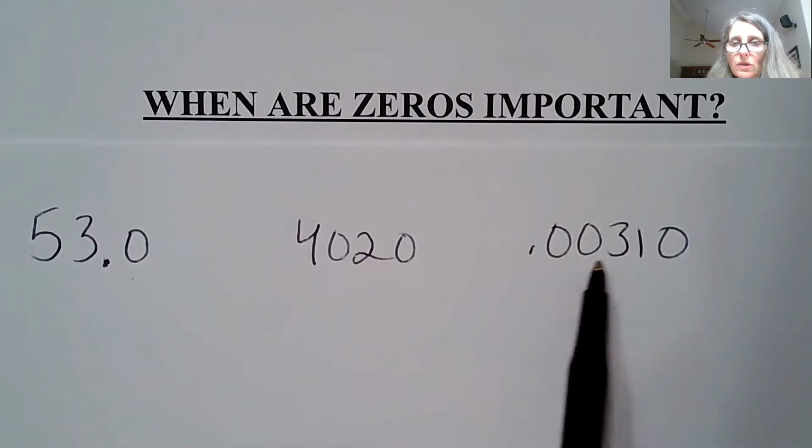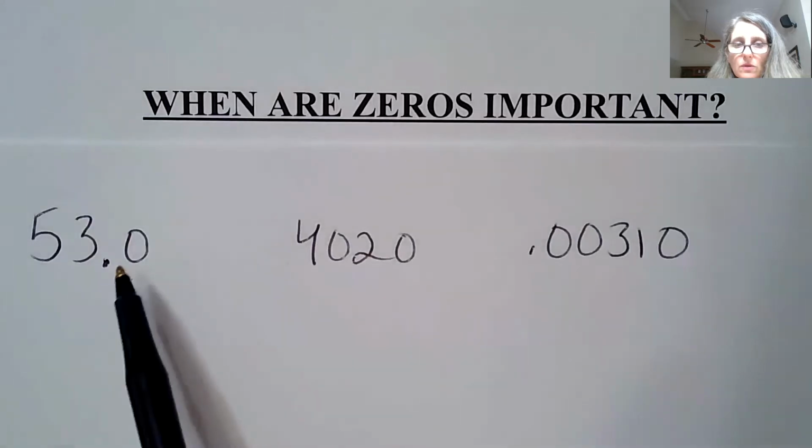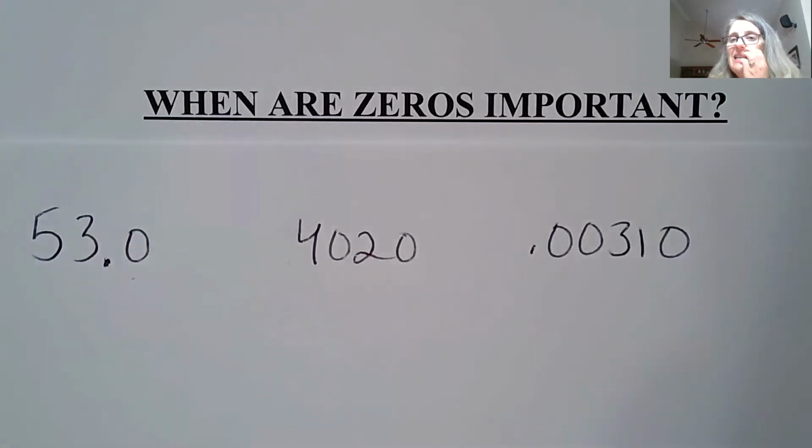or 0.00310, when do I need to worry about those zeros? When do I count them as significant? Meaning they gave us some information from the instrument itself. So again, we started with this idea of taking a measurement one beyond what the instrument is giving us. So we have a guess.